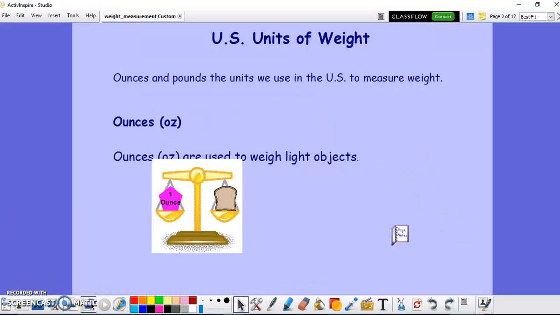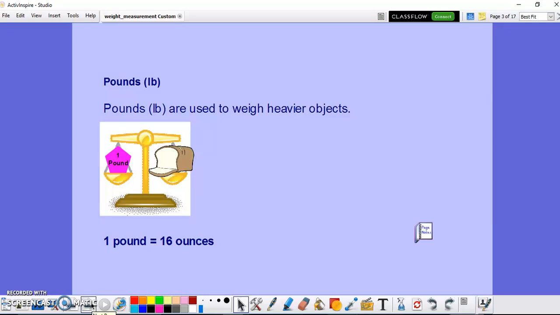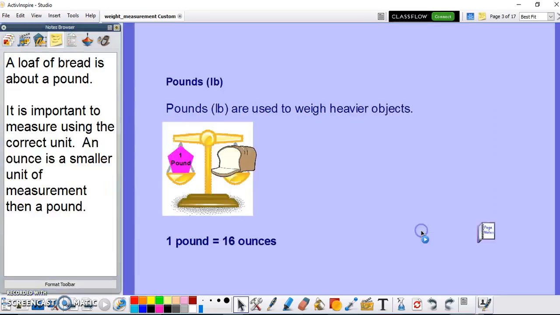As we continue on, we can also talk about a pound. A pound is like taking all of the slices of bread that are in one loaf. And 1 pound is equal to 16 ounces. So if you had 16 slices of bread, you're talking about 1 pound. That's because a loaf of bread is about a pound. It is important to measure using the correct unit. An ounce is a smaller unit of measurement than a pound.